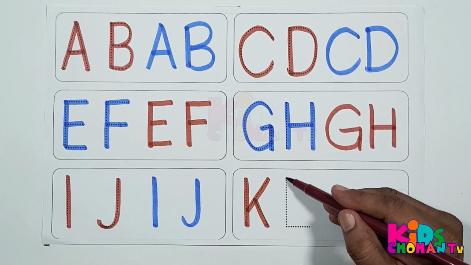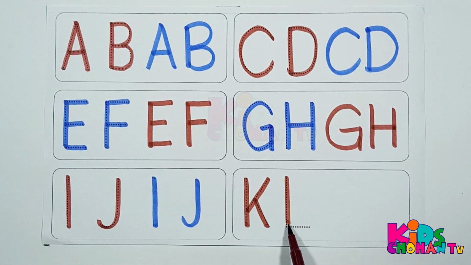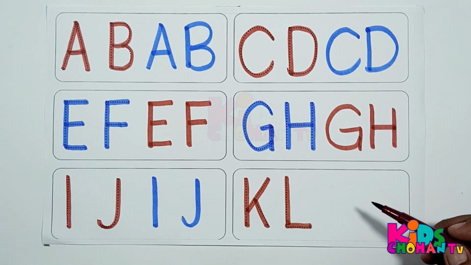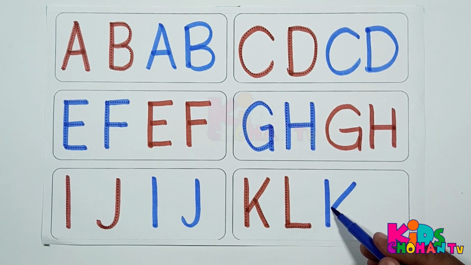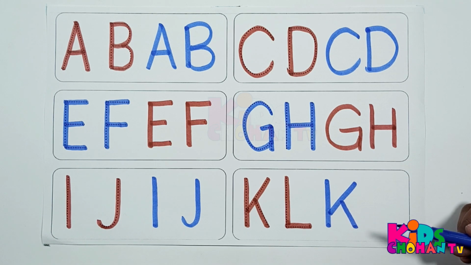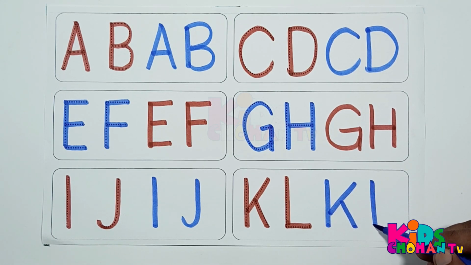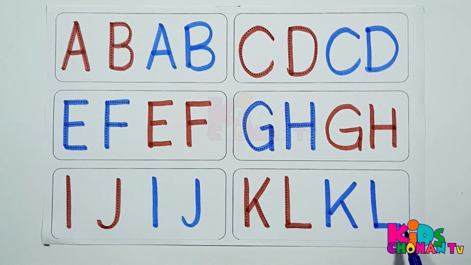K for kangaroo. This is letter L. L for lion. Kids, we are tracing letter K. Now we are tracing letter L.